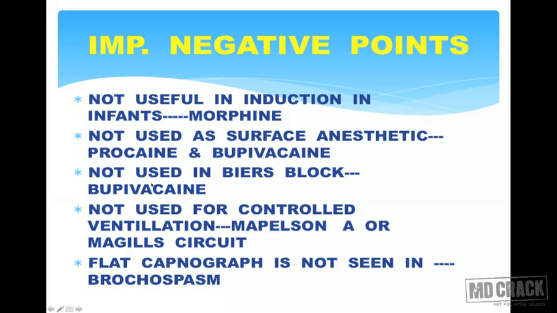Not used for controlled ventilation. Which is the circuit which is not used for controlled ventilation? We all know Mapleson D and Mapleson F in pediatric cases are used for controlled ventilation, but the Mapleson A circuit or Magill circuit is never used for controlled ventilation. Flat capnograph is not seen in what? Flat capnograph is not seen in bronchospasm. These are some of the negative questions which are likely to be asked or which have been asked.